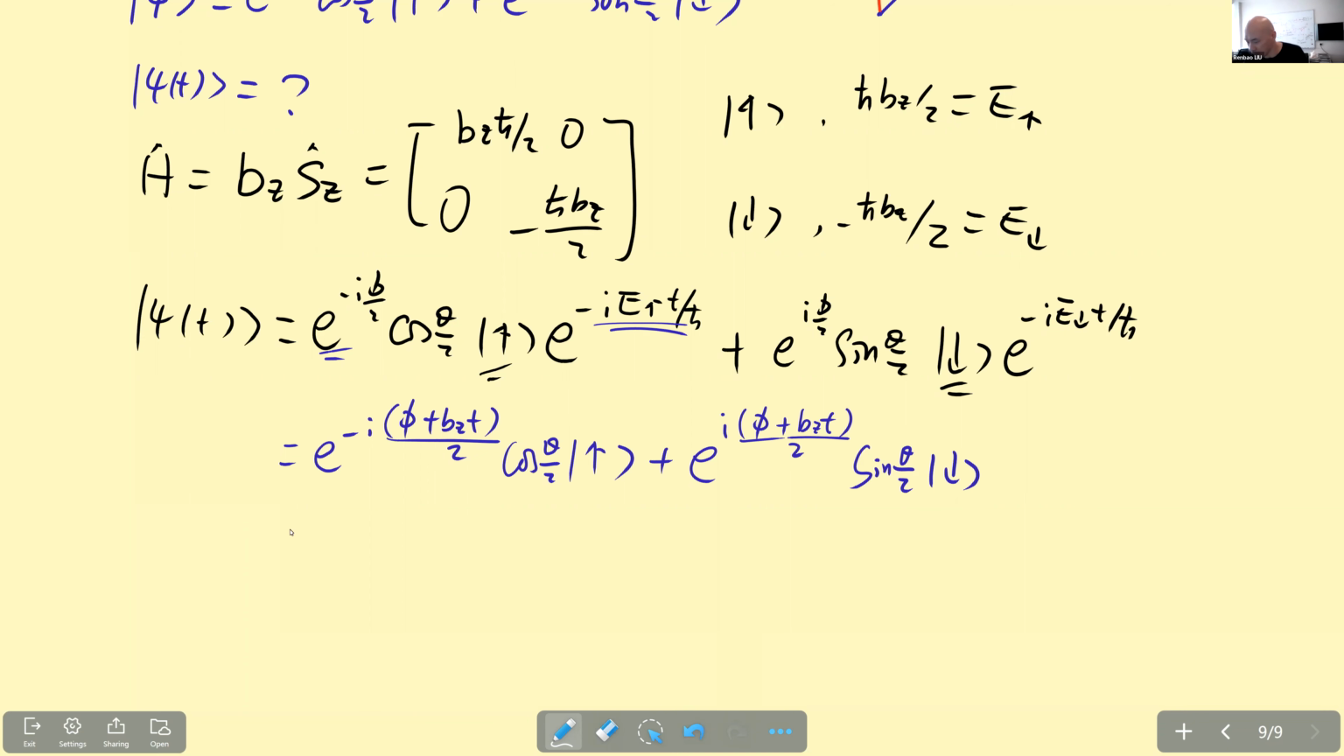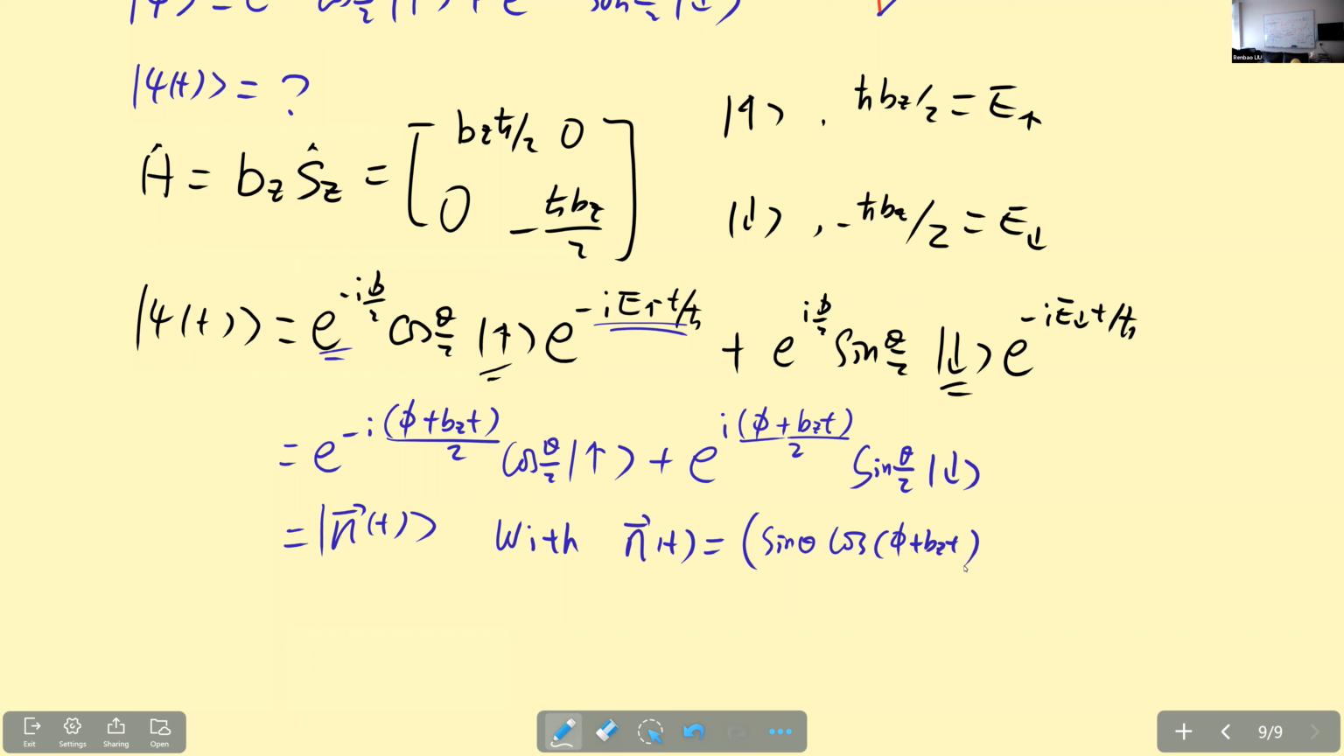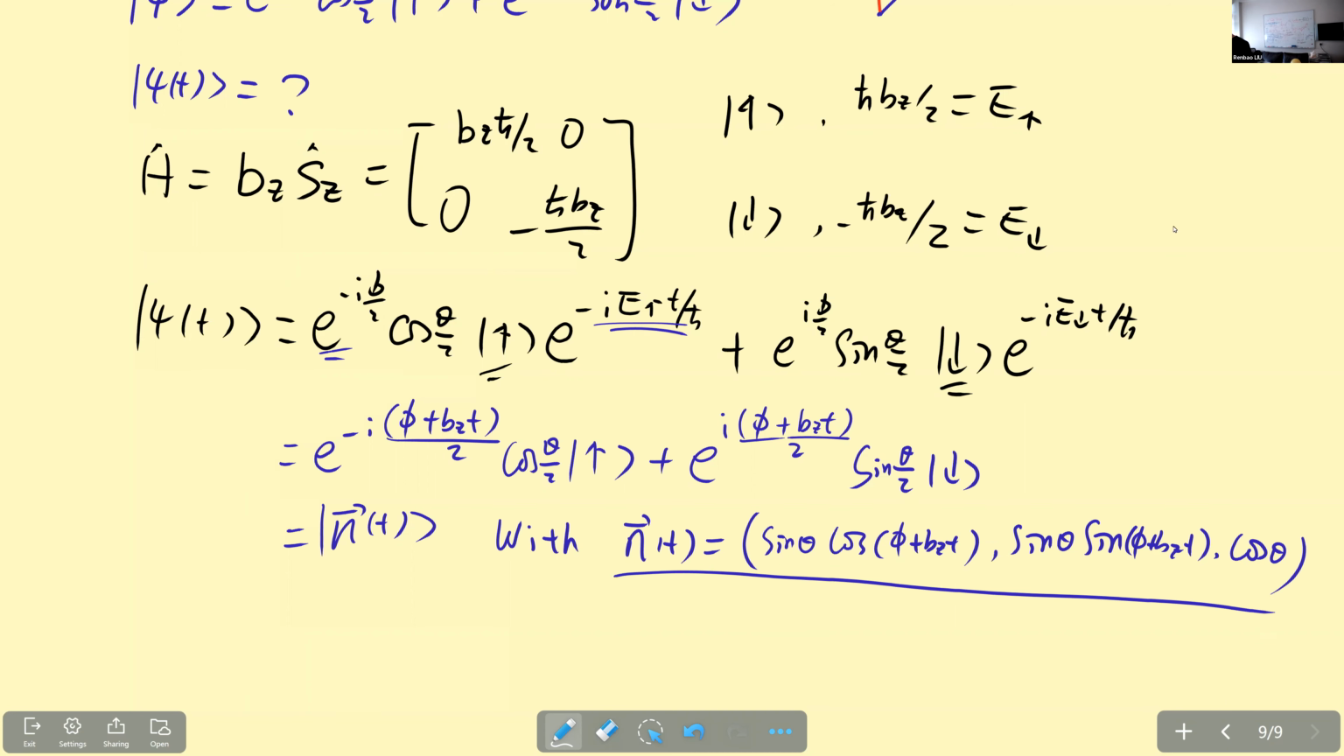So what is this state? So this one is just n prime, or n(t). Okay, let me write down this as n(t). What is this n(t)? n(t) is just a new vector that has angles theta and phi plus Bz t. So it will be sine theta cosine of phi plus Bz t, sine theta times sine of phi plus Bz t, and then cosine theta. Right.